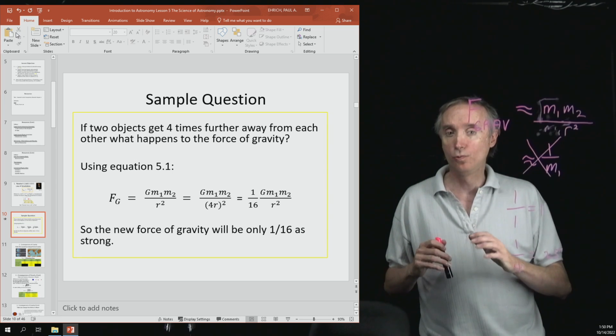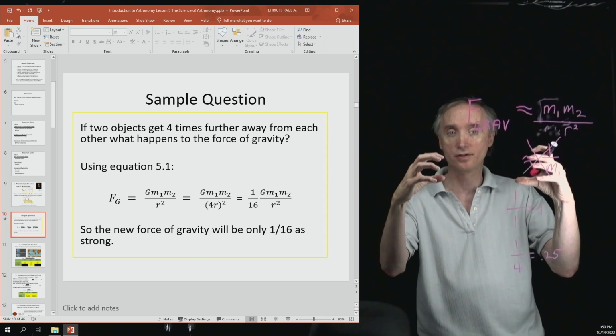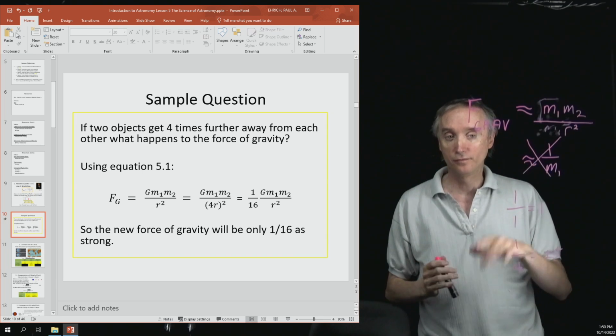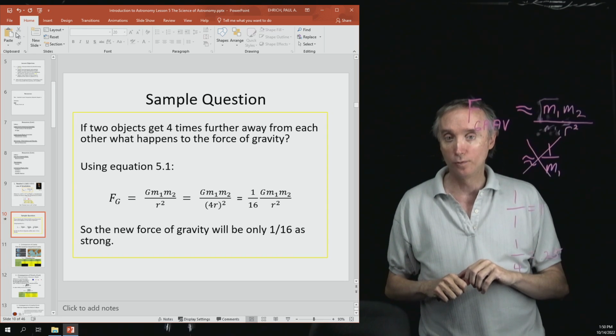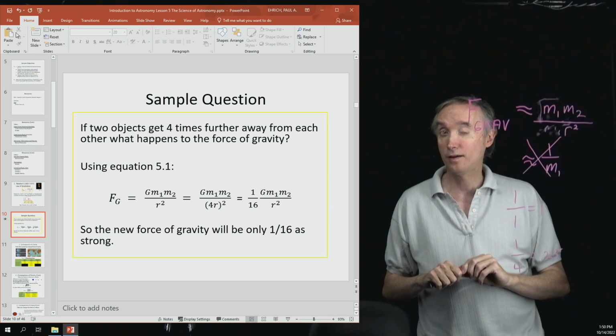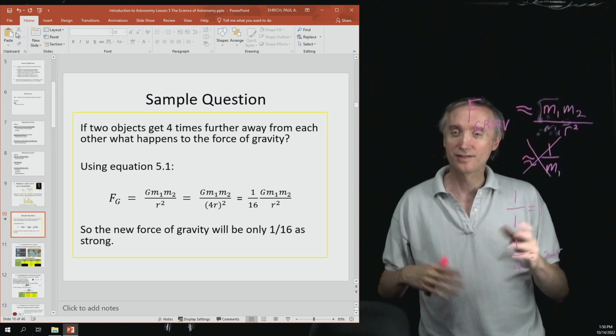While we're at it, let's do one more before we take our break. Let's try this one. This time we're not going to change the distance, but let's say that M1 got 5 times bigger. What would be the new force of gravity? And you would say 5. So it's 5 times greater. That's too easy.